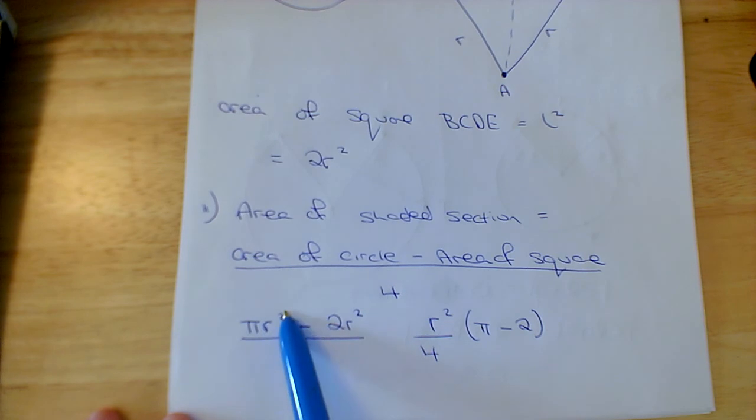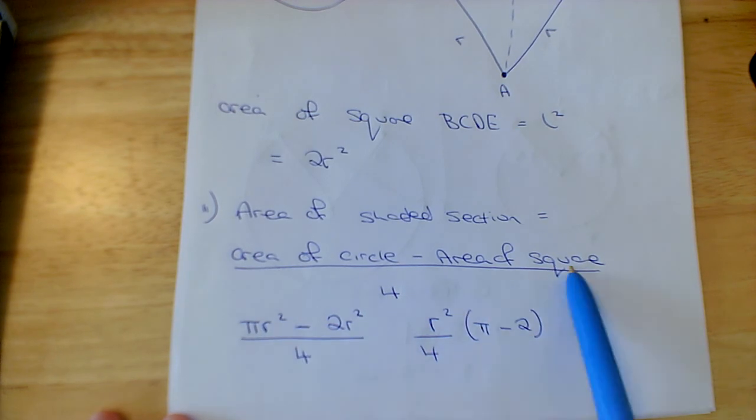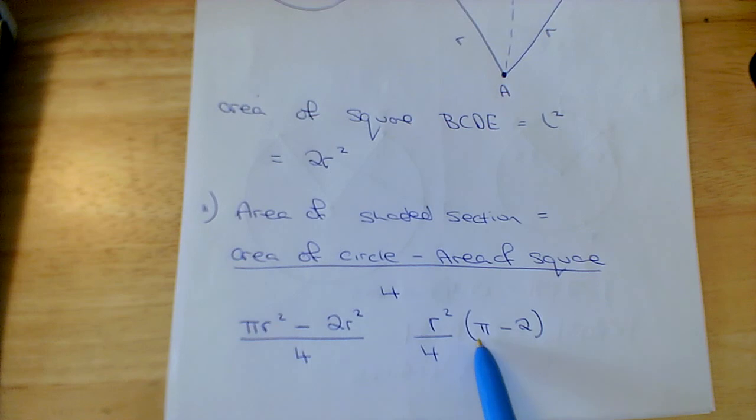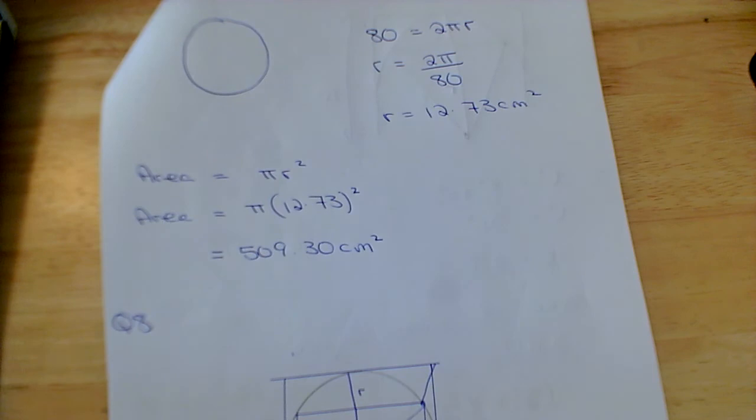So when I have my area of the circle, which is pi r squared, minus my area of the square, 2r squared, all over 4. I was asked to leave it in terms of r, so I need to have my r outside. So it's going to be r squared over 4 bracket pi minus 2. And that's why I got that one.